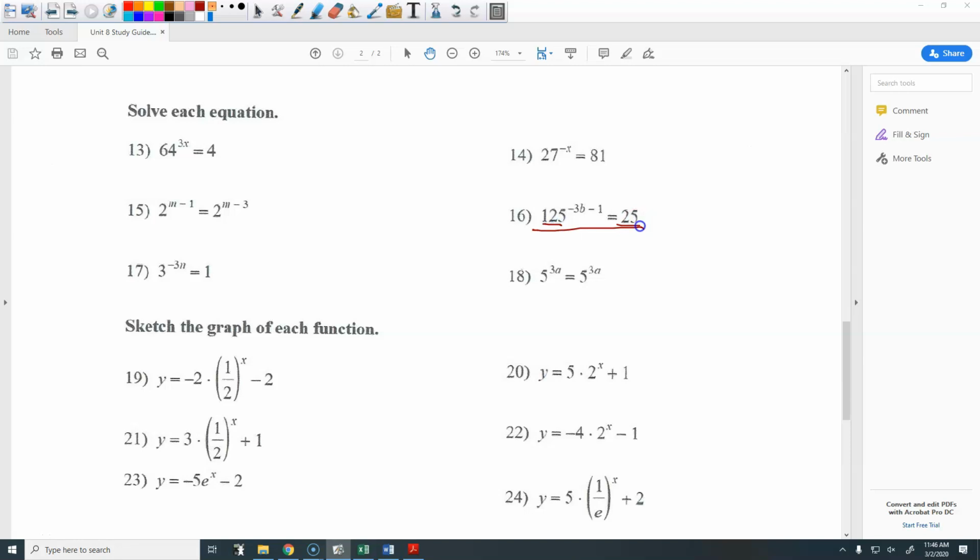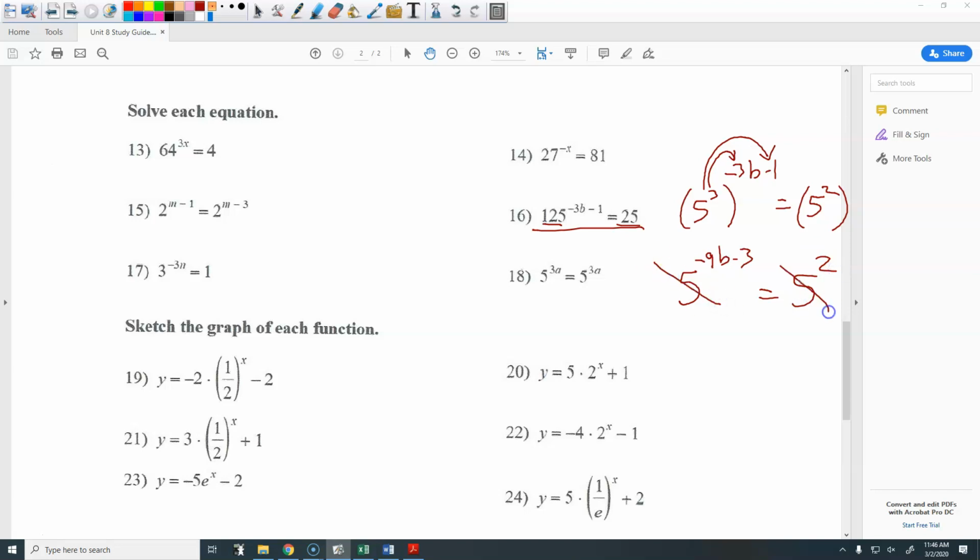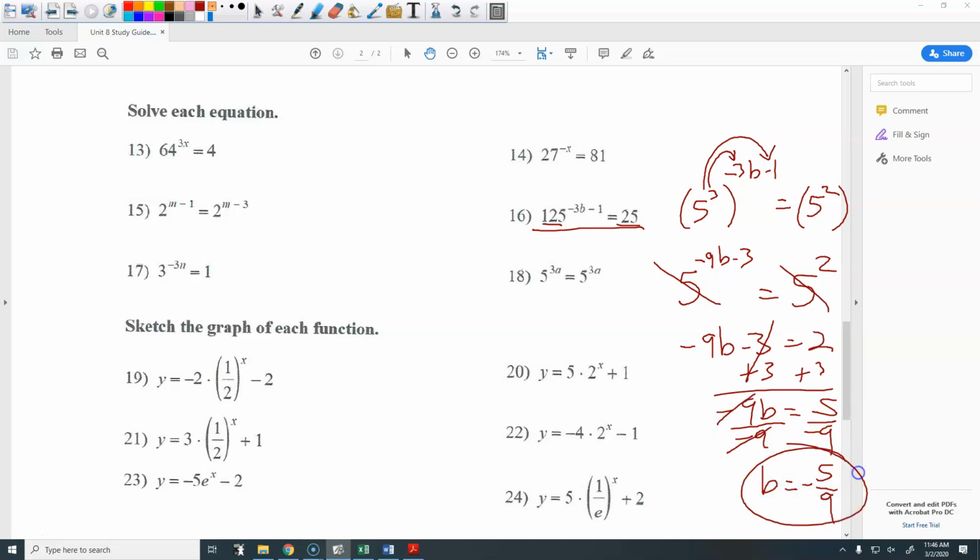Both of these bases can be rewritten to have a common base of 5. So 125 can be rewritten as 5 to the 3rd power, and 25 can be written as 5 squared. Now on the left here, you're going to have to distribute that 3 into both of those terms. So it's going to end up being negative 9b minus 3 on that side. Drop your bases and solve. And there you go.